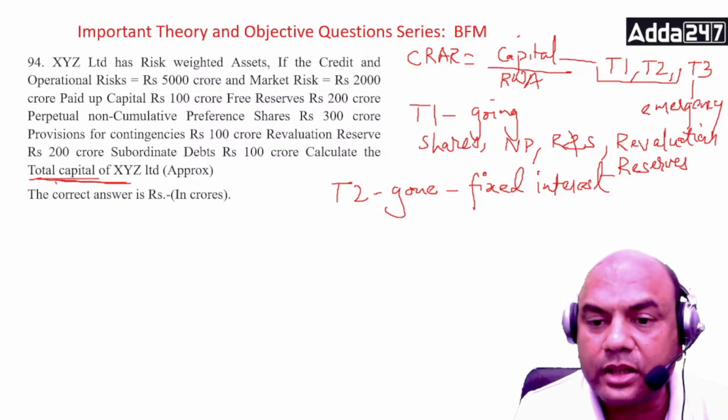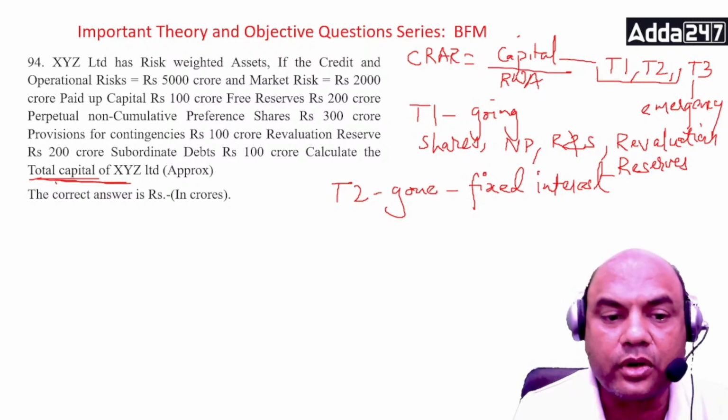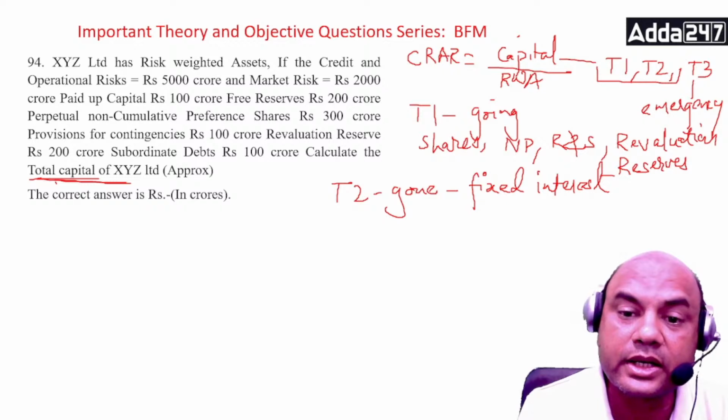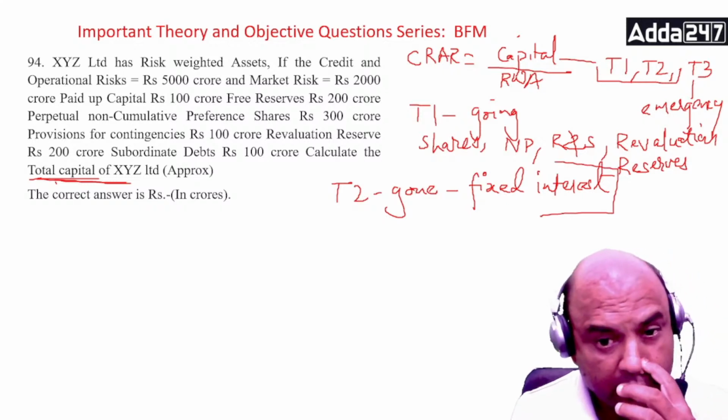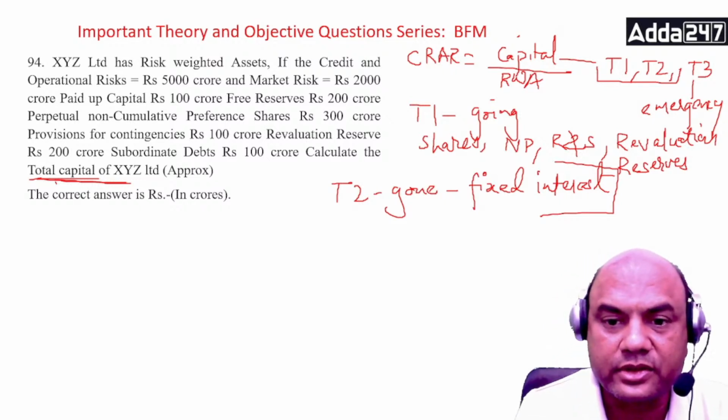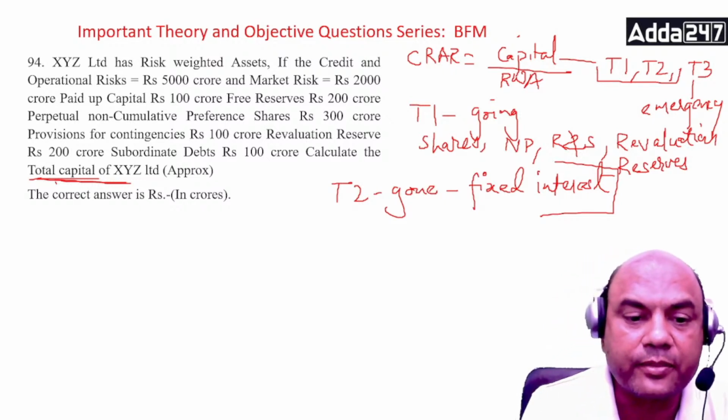Other than these 4 elements, all the elements are in T2. So all these, provision for contingencies, okay, these are all in T2. One more thing in T1 is there. 2 things I didn't mention over here. This is for CT1 actually. I'll write it again.